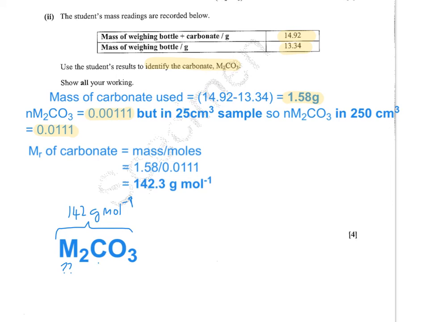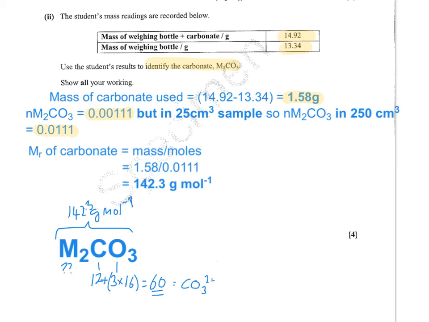We do know that's 12. We do know that that's 3 times 16. So we can add those up to give us 60. So we know that carbonate, i.e. CO32 minus, that's going to account for 60 out of our 142.3. Just put 0.3 here.